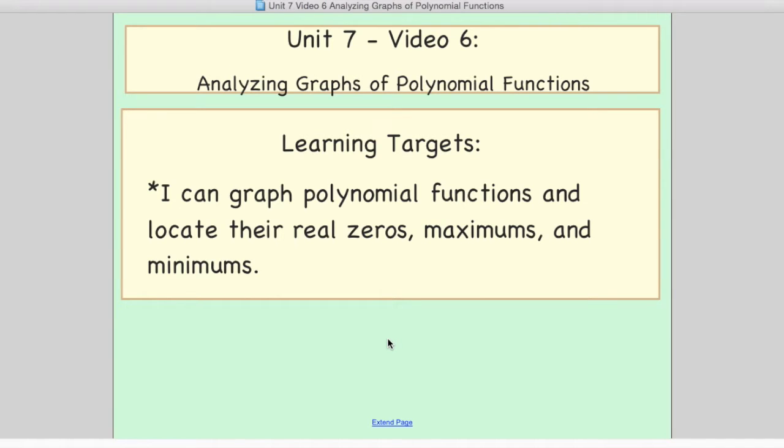Today we're going to be analyzing graphs of polynomial functions. You're going to want to have a graphing calculator for today because we're going to be graphing those polynomial functions on our calculator and then analyzing them. And as part of the graphing, we are going to locate their real zeros, their max, and their minimums. Okay, so you're going to want that graphing calculator.